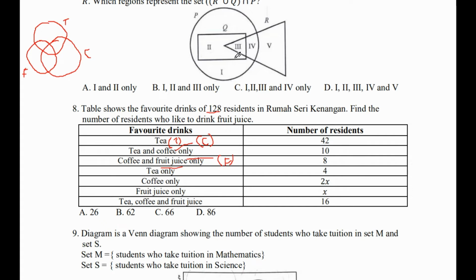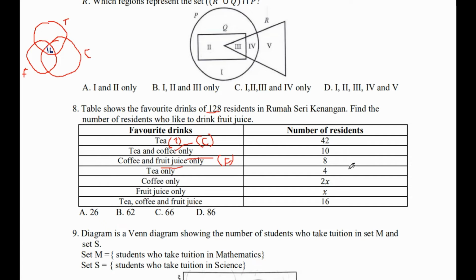For this kind of question, we always start from the last information given. So we start from here. Tea, coffee, and fruit juice. We have 16 residents. Where's the region for tea, coffee, and fruit juice? That means they like to drink all 3 of them. So this will be the center here. So here, we write down, this one is 16.